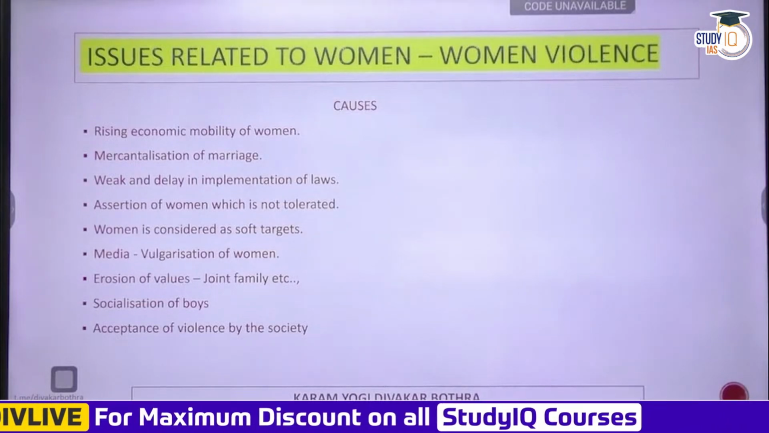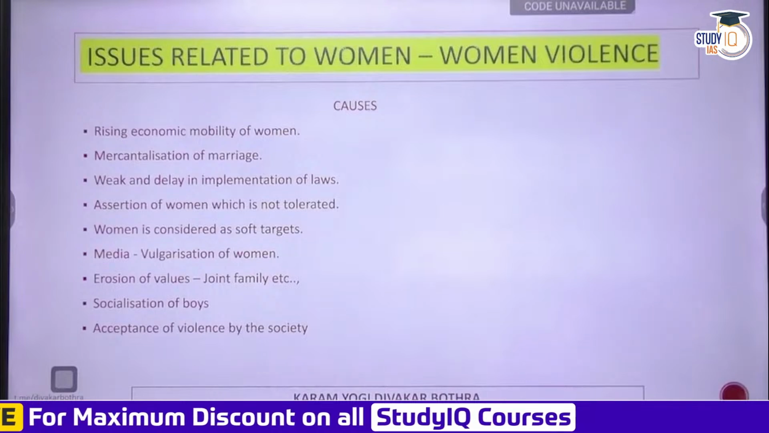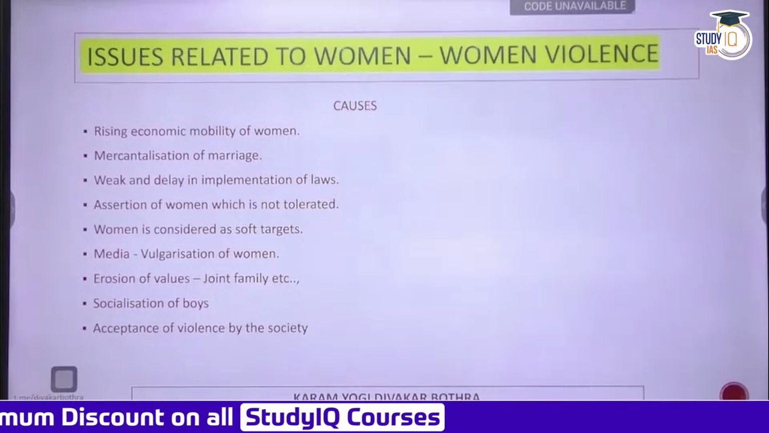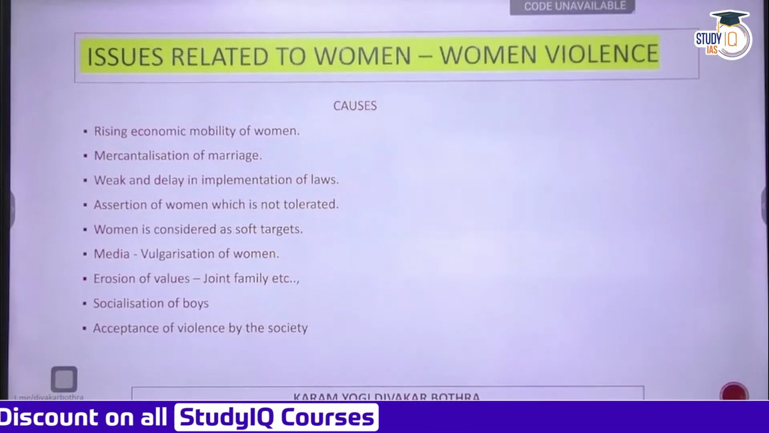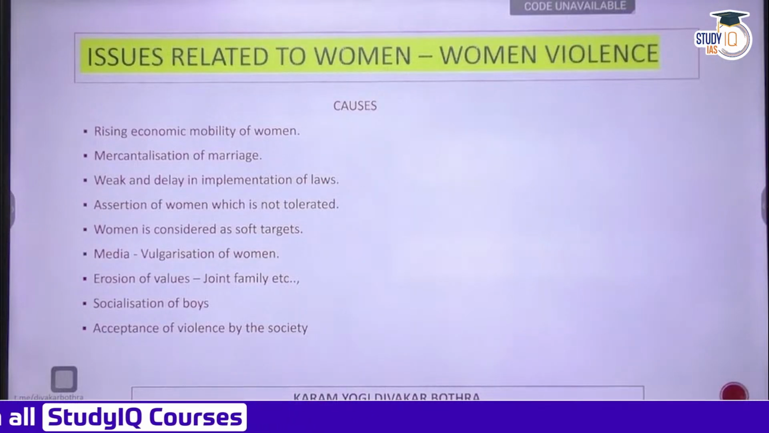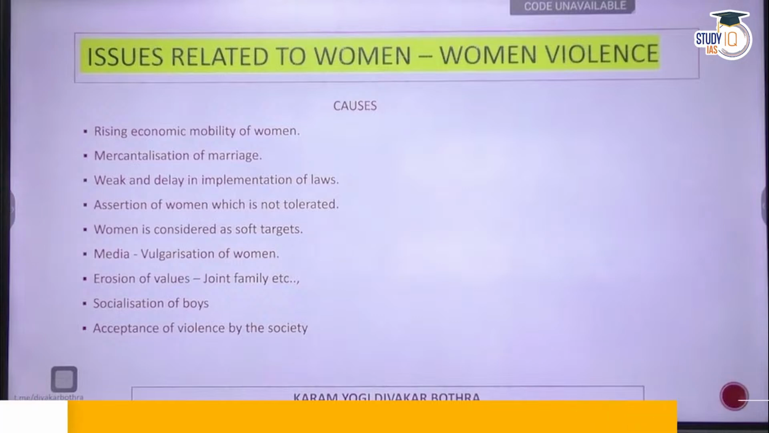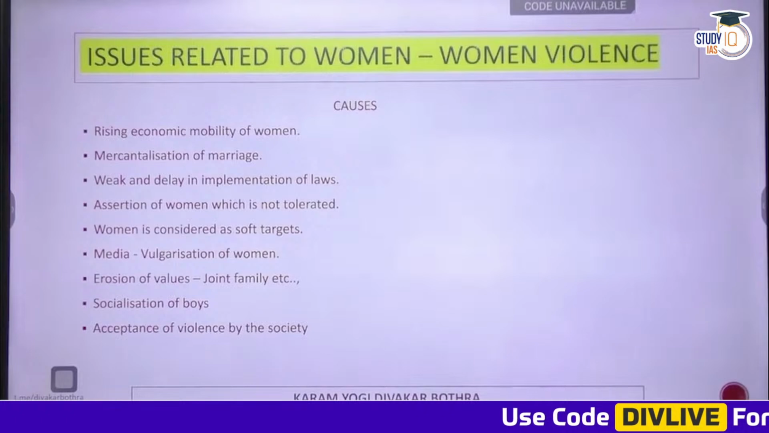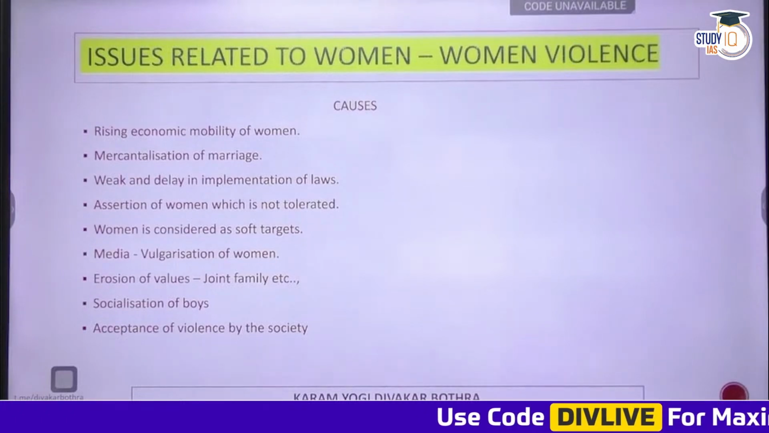I have highlighted some of the primary causes. First one, the rising economic mobility of women leads to assertion of women, which many times cannot be digested by men, often resulting in different forms of exploitation, especially sexual harassment at the workplace. Second, mercantilization of marriage. Marriage today is no more sacred. It has become completely commodified. As a result, marriage is considered an instrument to become more mobile, more rich. And when the dowry or the money does not come through this marriage, many women often become the victim of such violence.